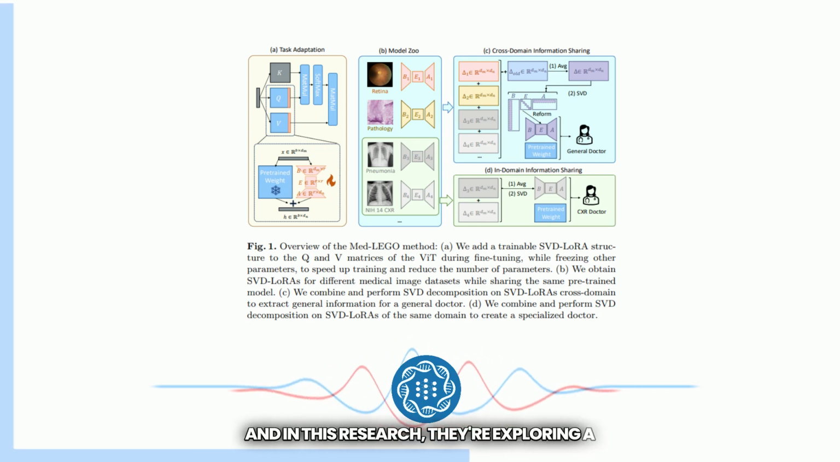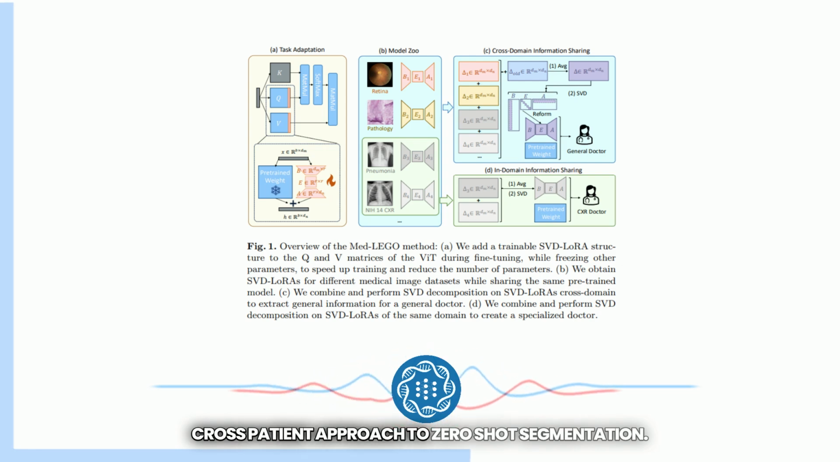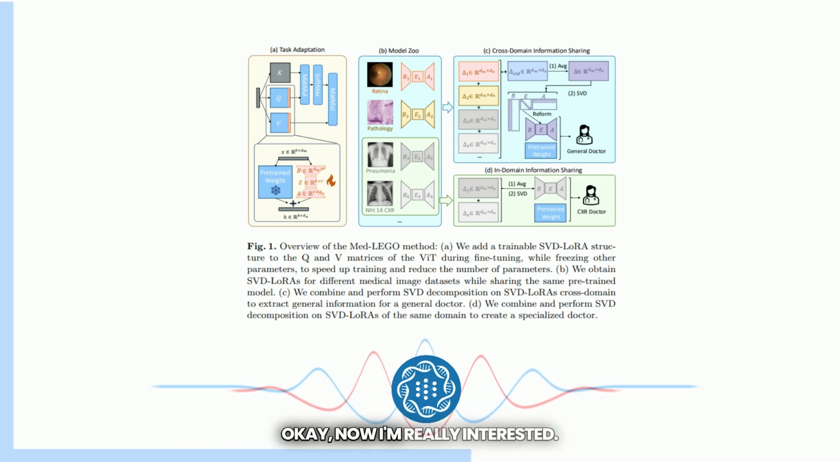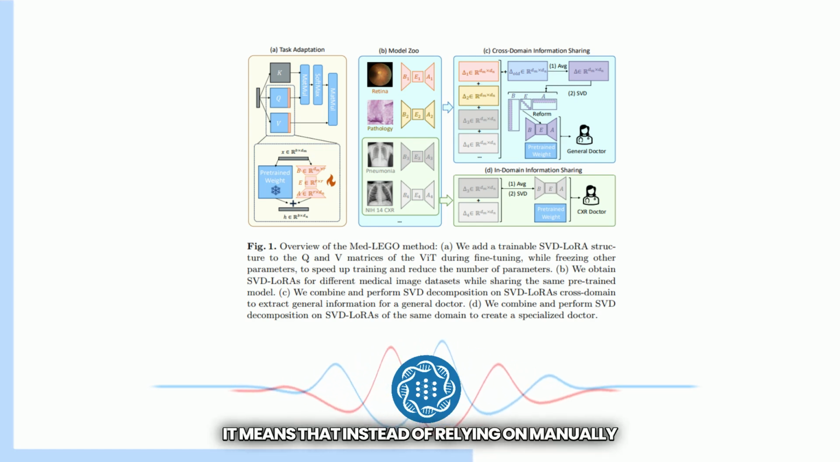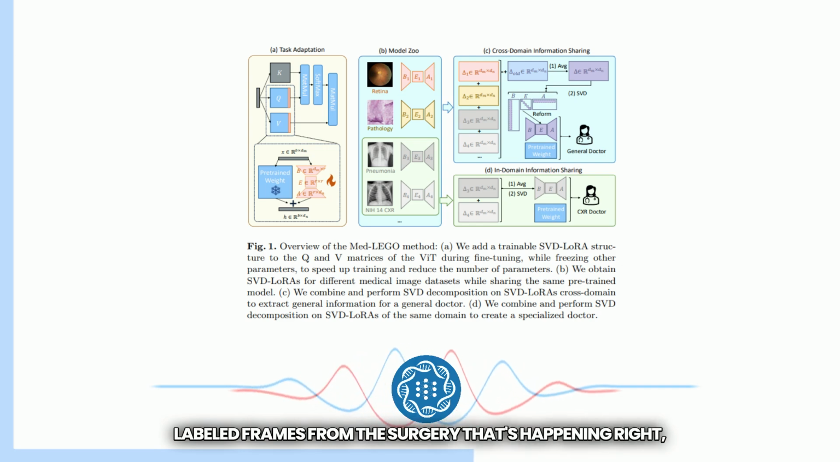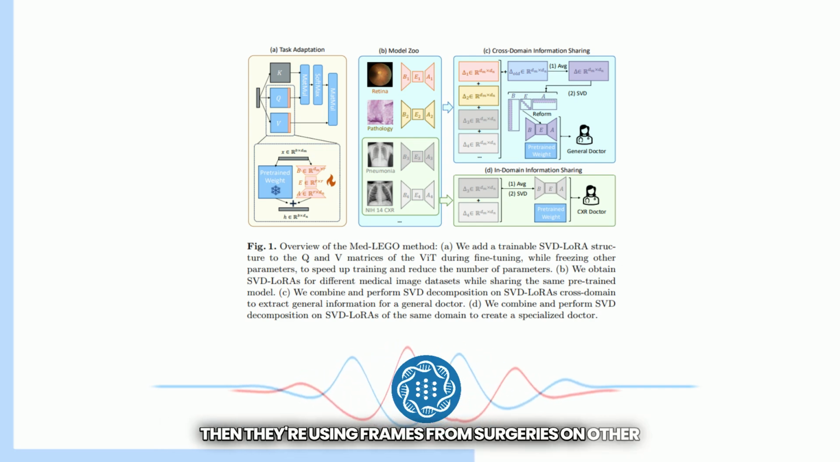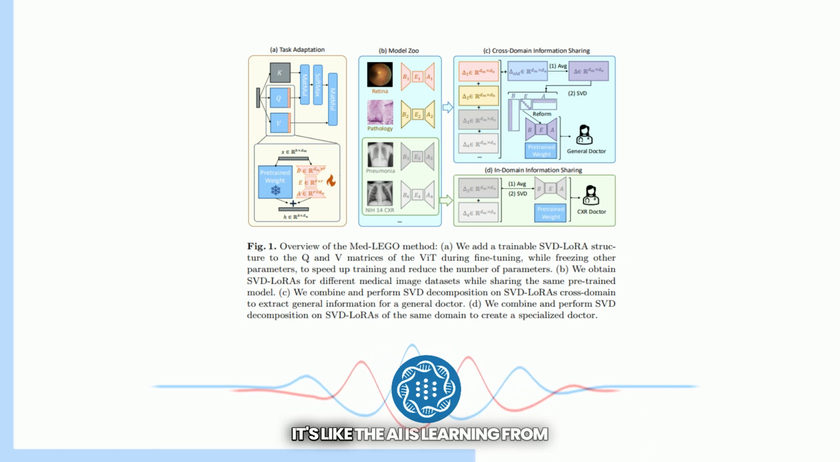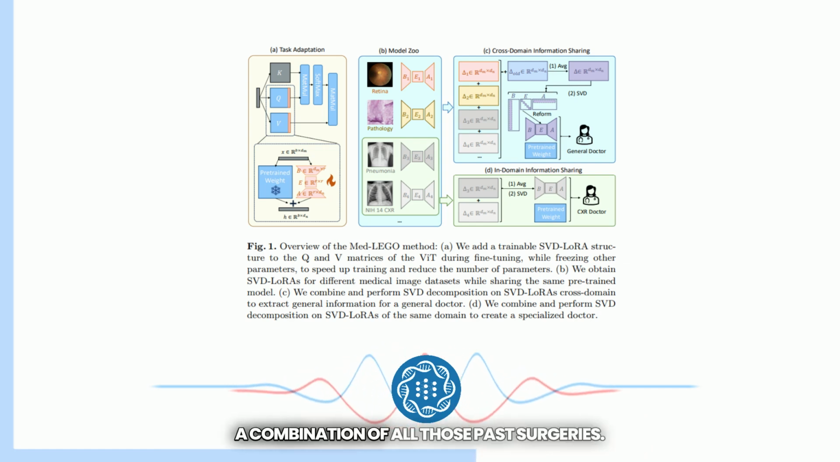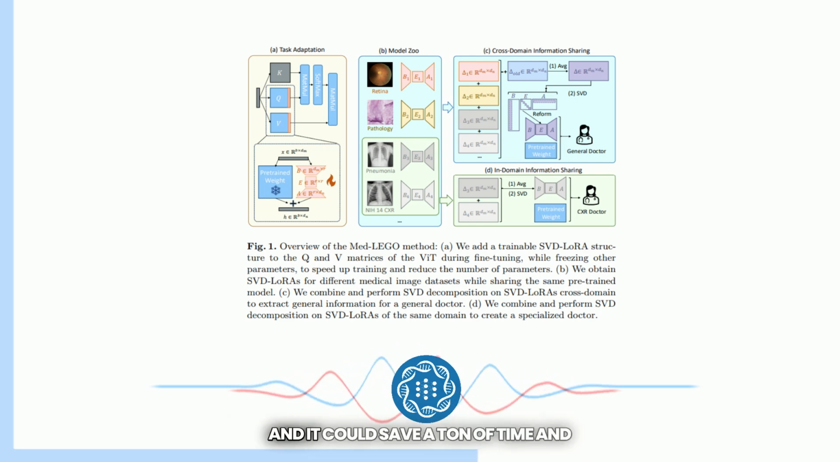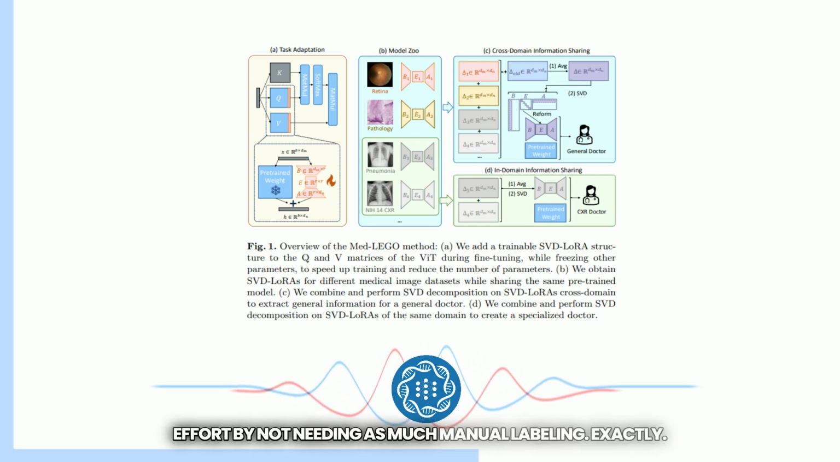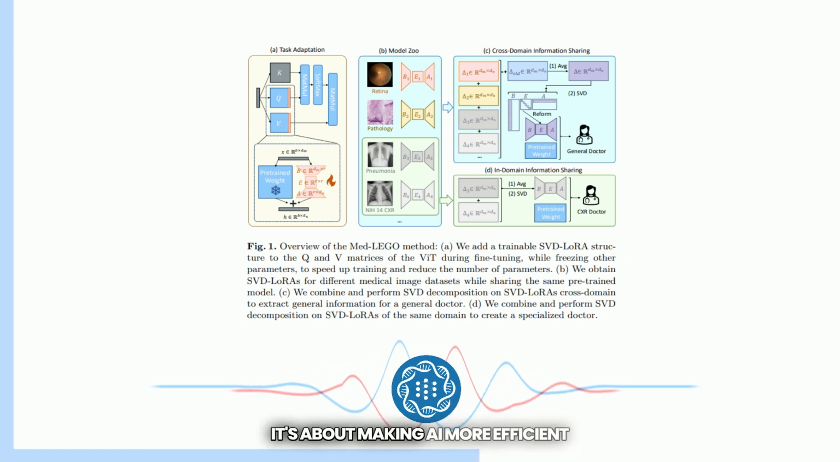And in this research, they're exploring a cross-patient approach to zero-shot segmentation. Okay, now I'm really interested. What does cross-patient mean? It means that instead of relying on manually labeled frames from the surgery that's happening right then, they're using frames from surgeries on other patients that have already been labeled. It's like the AI is learning from a combination of all those past surgeries. That's a really smart way to use the data we already have. And it could save a ton of time and effort by not needing as much manual labeling. Exactly. It's about making AI more efficient and practical for real surgeries.